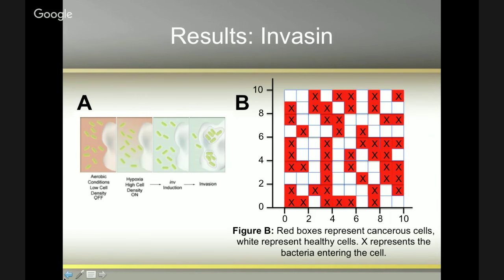The results of invasin are expected to be the same as previously published. Figure A shows the expected results of the experimental cell culture where the cell is invaded at the threshold cell density. Figure B shows results from my model with 50 healthy cells and 50 cancerous cells. The cancerous cells are red and the healthy cells are white. 100% of the cancerous cells are expected to be invaded, as shown by the X.